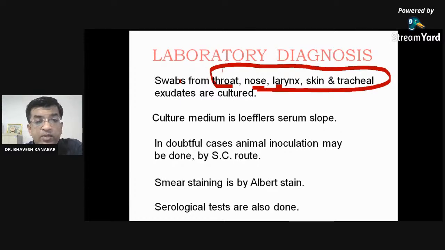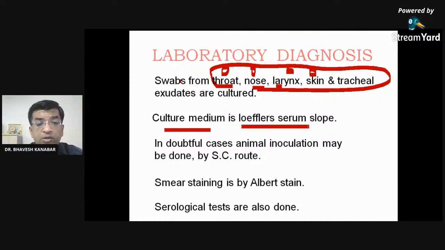If there is involvement of the larynx or pharynx, a throat swab. If there is nasal involvement, then a nasal swab. If there is a skin ulcer, then a skin swab, right? It can be taken and cultured. The culture medium here is Loeffler serum slope. In microbiology, you may have heard about this culture medium. This is Loeffler serum slope.